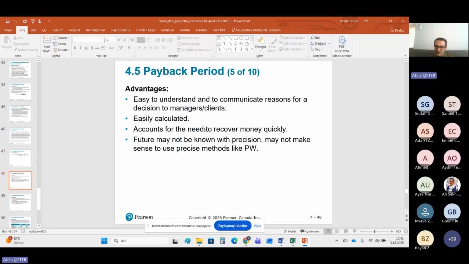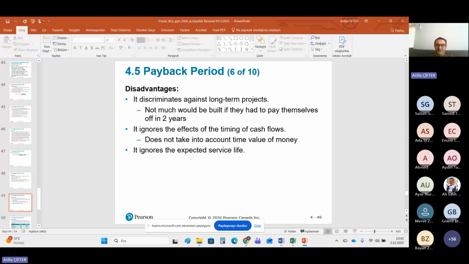The advantage of this payback period is that it is easy to understand, even for, let's say, low-educated people, and easy to calculate. And it accounts for the need to recover money quickly. And what we know, the future may not be known with precision, so it may not make sense to use real finance methods, which is present worth analysis. But here we have disadvantages.